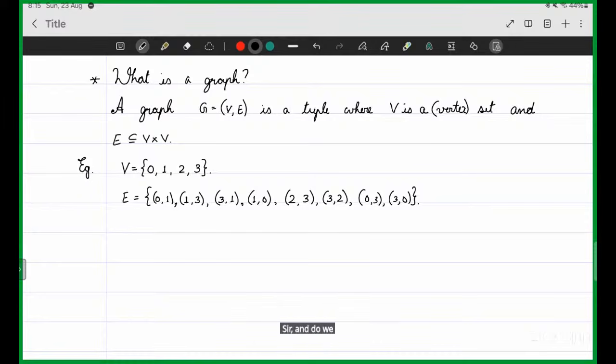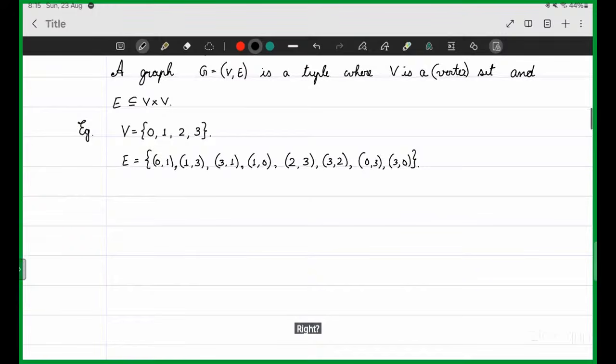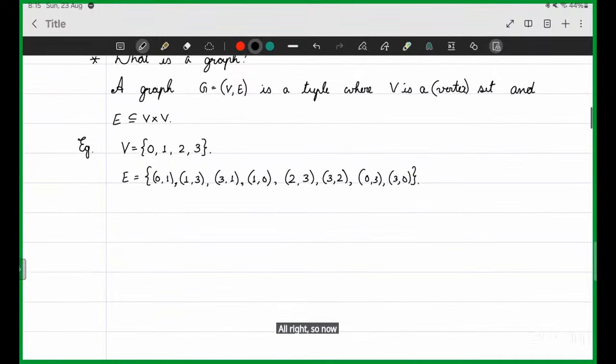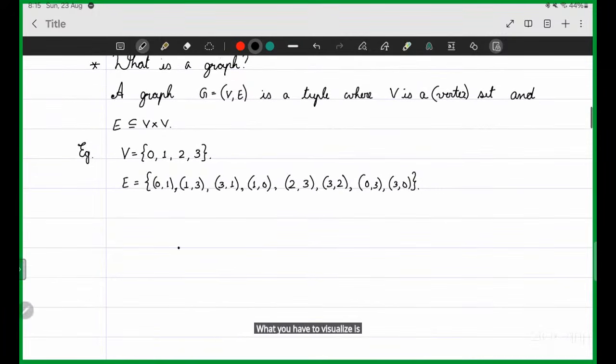Sir, what is the meaning of tuple in this? A tuple is just a set of two objects. There's this vertex set and this edge set together. We call it a graph. All right. So now what you have to visualize is that you look at these.